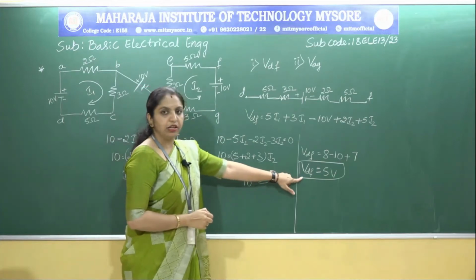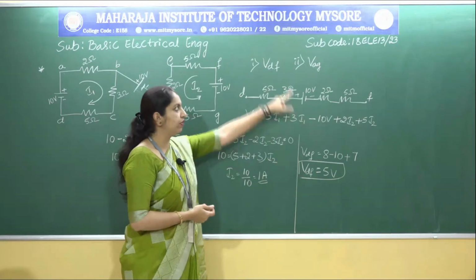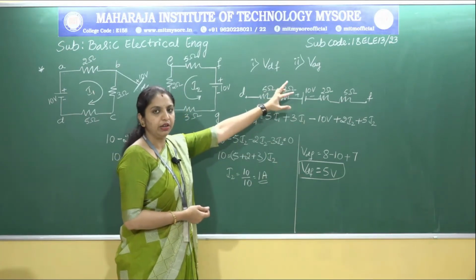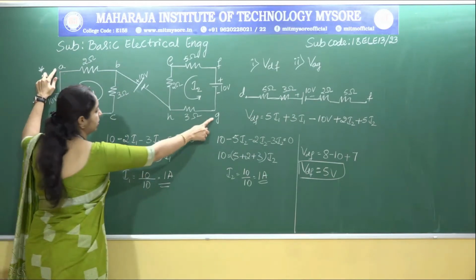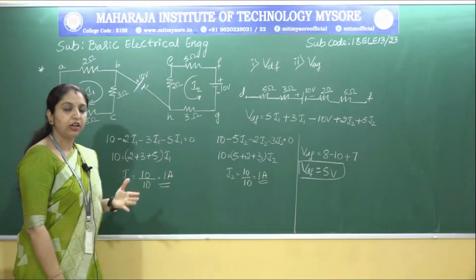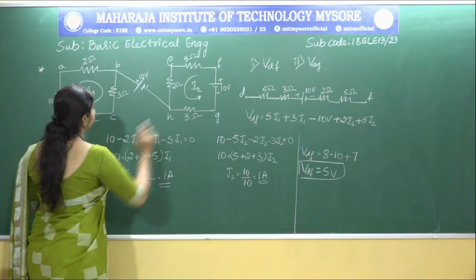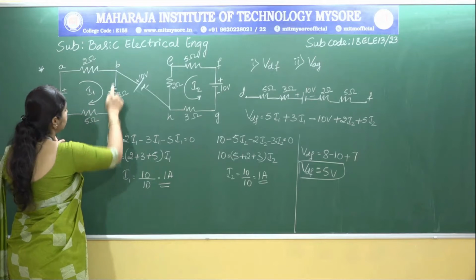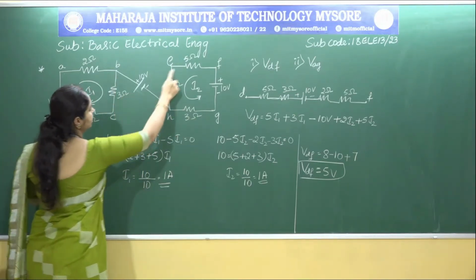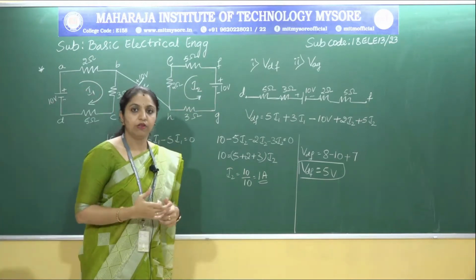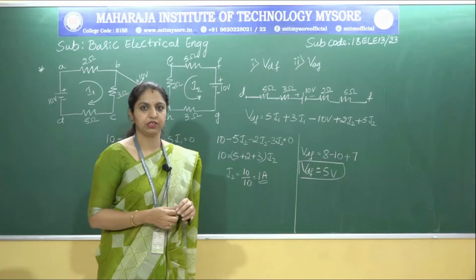Similarly, as I have calculated the value of VDF, you can also try with the voltage between A to G. Voltage between A to G means from this point to this point. As I have already indicated, you can choose any path. You can choose this path, or this path, or this path also. Always choose the path which consists of the fewest components.